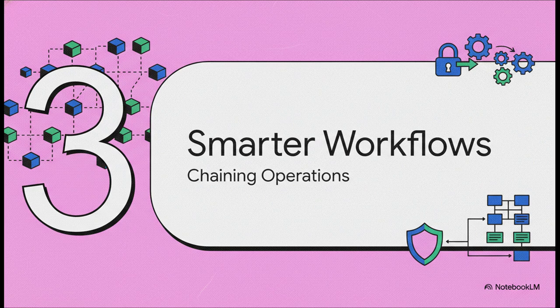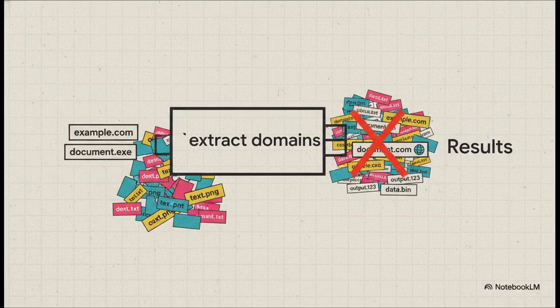All right, time to level up. Using single commands is great, don't get me wrong, but the real power, the real efficiency, comes from chaining these operations together to build much smarter and way more accurate workflows. But here's a common trap people fall into. If you take that big, messy pile of data and just run extract domains on it, you're going to get a lot of junk back. The algorithm is pretty simple. It sees anything that looks like text.txt and thinks, hey, that must be a domain, which leads to tons of false positives, like document.exe. That's not a domain.